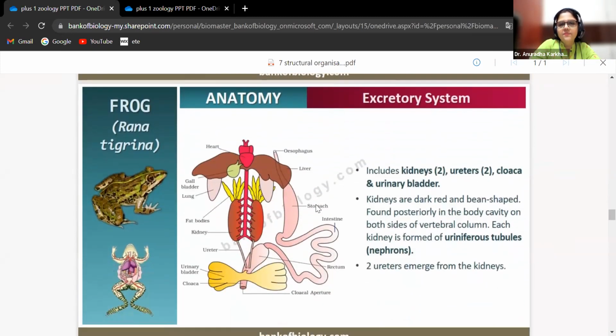Excretory system देखो बेटा. It includes kidneys, ureter, cloaca, urinary bladder. We don't have cloaca. Kidneys are dark red and bean shaped, found posteriorly in the body cavity on both sides of the vertebral column. Each kidney is formed of uriniferous tubules, which are called as nephrons. Two ureters emerge from the kidney. ठीक है? Same है ना? What is your doubt?